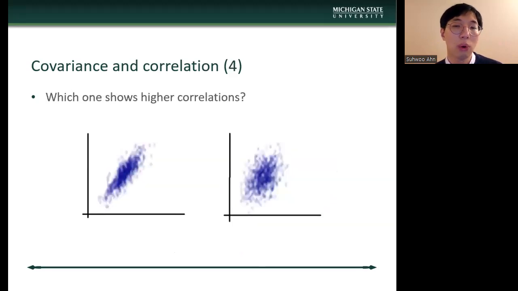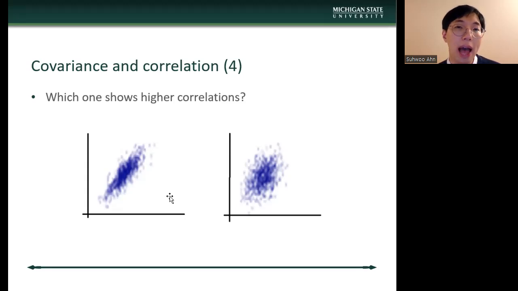Then we can also think about the strengths of the relationship. By looking at the correlation, we can see the direction of the relationship, like positive, negative, or no relationship. At the same time, we can see the strength of the relationship. Let's look at these two graphs. Both graphs show a positive relationship because as x values increase, y values also increase.